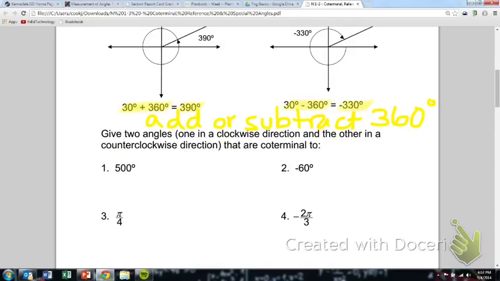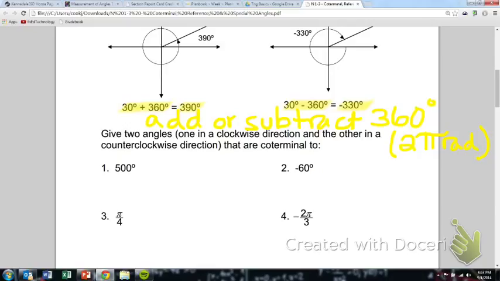Now in these examples, the angles were in degrees. So if you have an angle in radians and you're trying to find coterminal angles to it, then 360, remember, is the same as 2 pi radians. So you could also add or subtract 2 pi radians if you were working with radians. So here are a few examples.